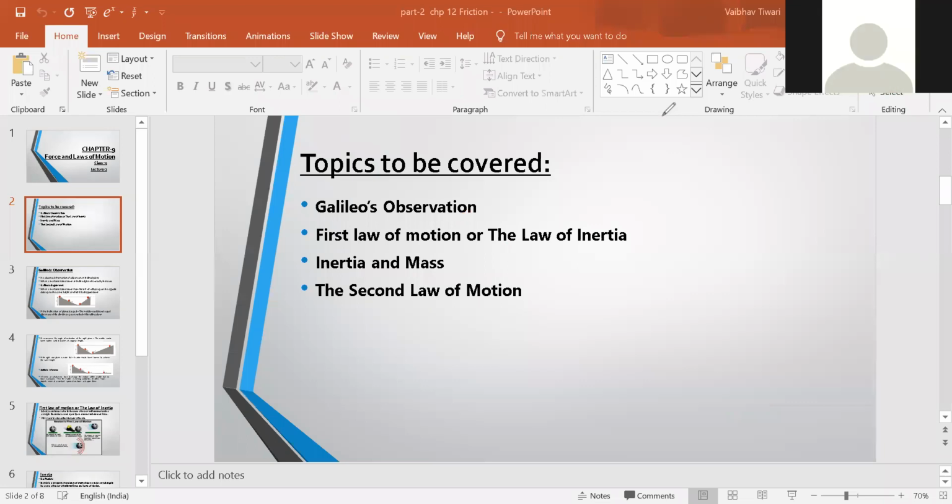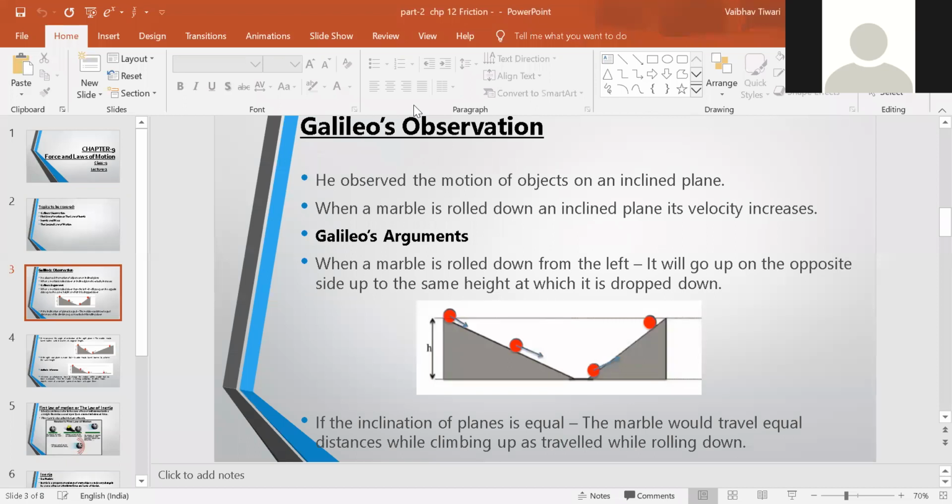Okay. So first of all, let us understand Galileo's observation. Actually, what he did was observe the motion of objects on an inclined plane, right? To observe the motion of objects on an inclined plane, he used a marble. You all know what a marble is, the marble which is used for playing games, right? The spherical one, small marbles. He rolled down the marbles on the inclined plane.